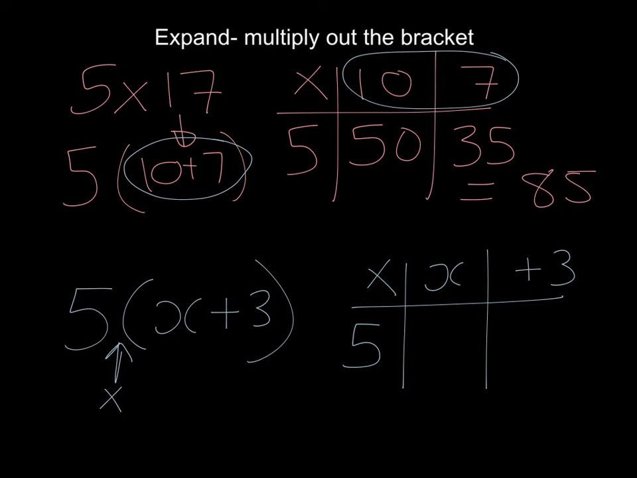You then multiply the brackets out, so 5 times x is going to give you 5x, and 5 times 3 is 15. Then you take your answer from the grid, and it's 5x plus 15. And remember, they stay separate because you cannot collect the number with the letters. Letters can only go with the other same letters, and numbers can only be collected with other numbers. We'll do another example.